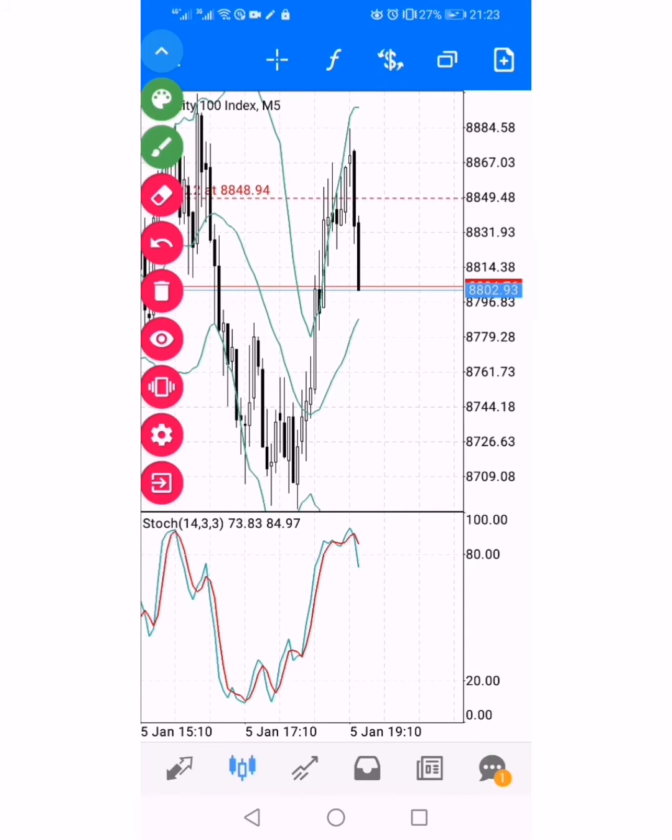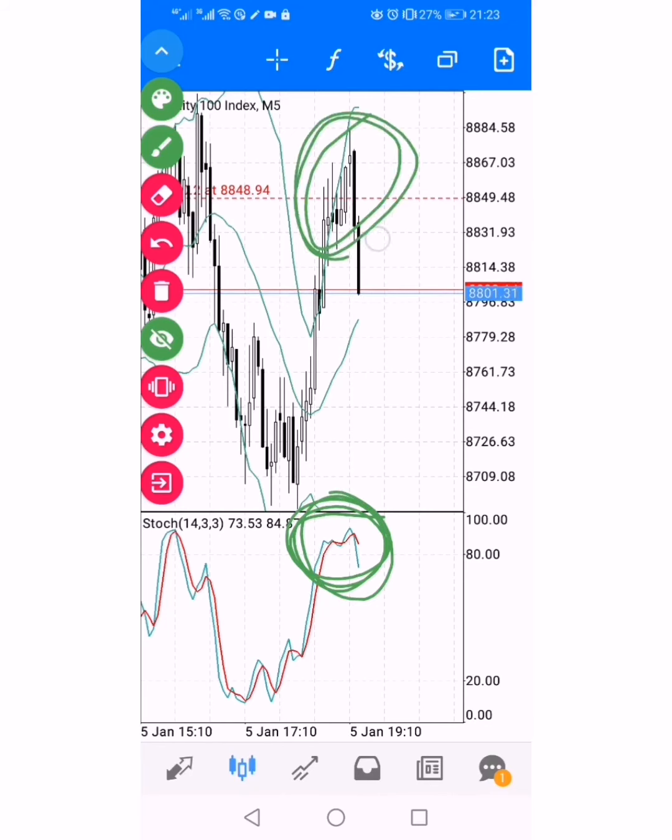Let us go through the last example of the application of the strategy on VIX100. As you can see, price here is literally overbought, and here it's on the area of the Bollinger Band that is acting as the resistance, and as you can see, it is dropping massively.